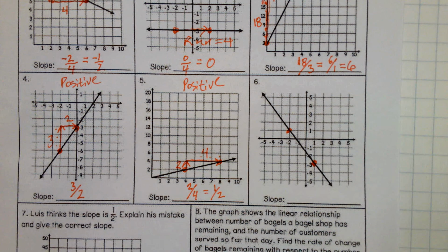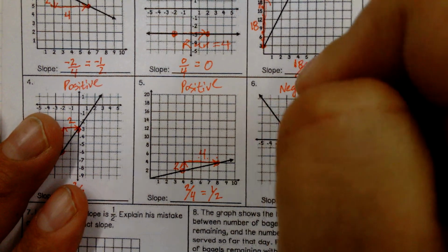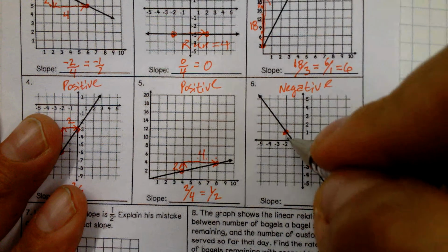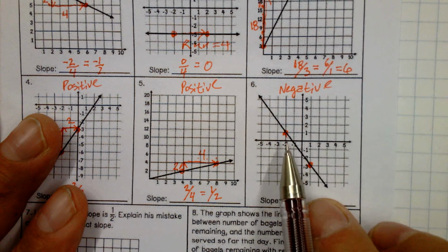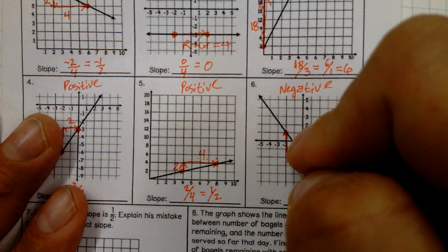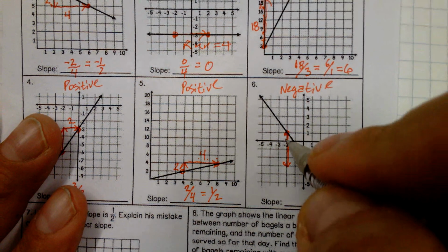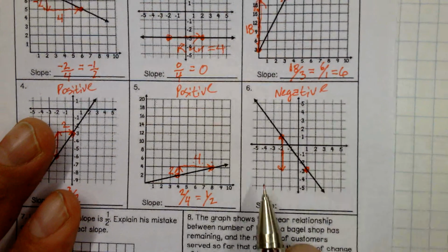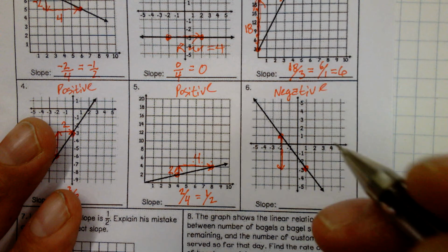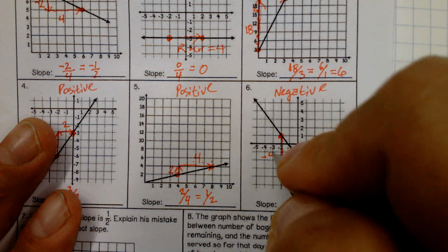What should we get? Positive, negative, 0, or undefined? Negative. Left to right, it's going downhill, so definitely negative. So if I pick the point furthest to the left, you always want to pick the point furthest to the left if you can, and you should always be able to. Yeah, we're going to go down 4, right? We went from +1 to -3, so that's -4.